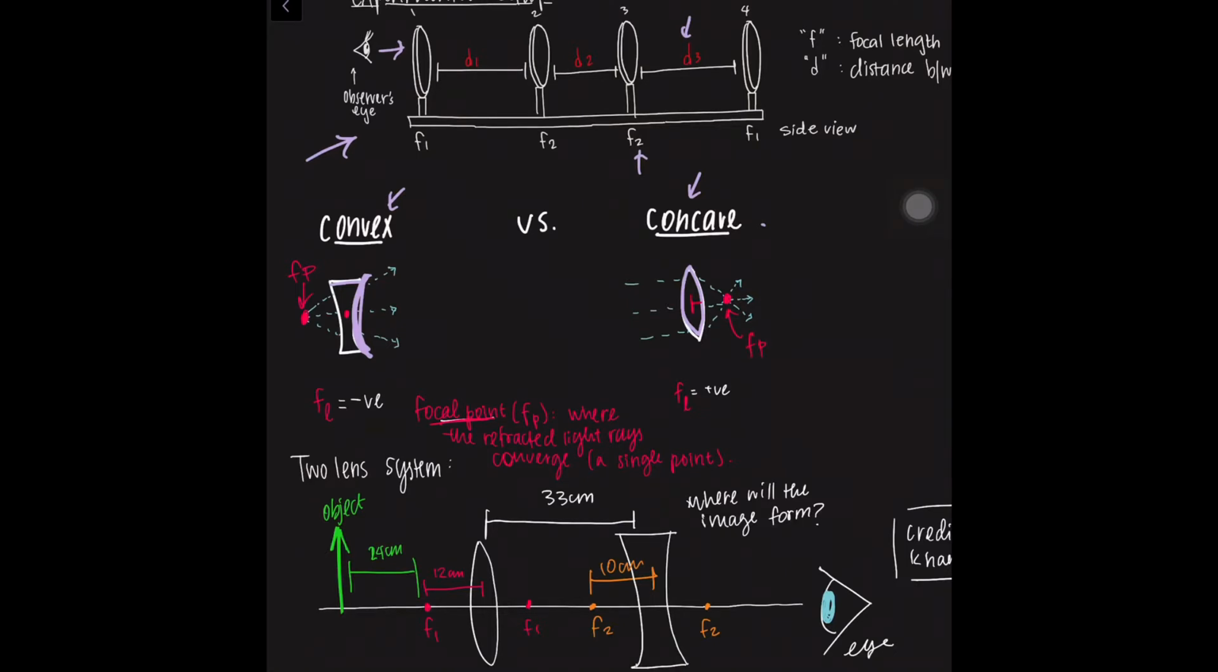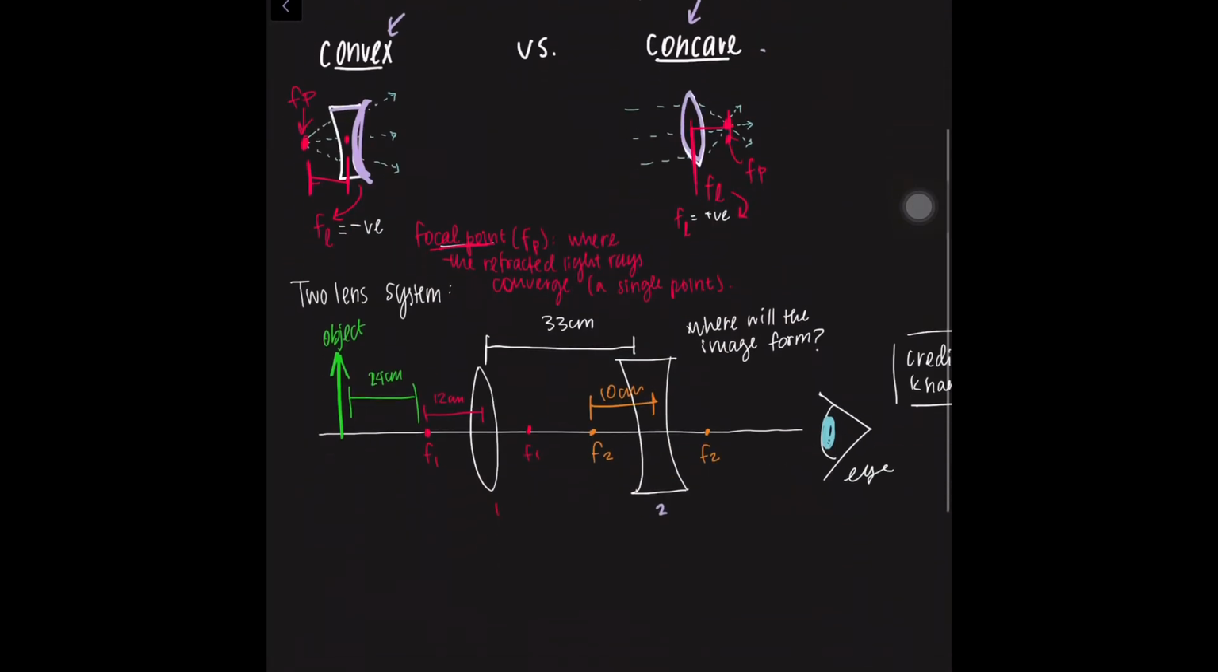And then from the center of the lens to the focal point is the focal length. And in the case of concave, it is positive when used in calculations. And over here again is the focal length from the center to the focal point. It is negative in calculations in the case of convex lenses.